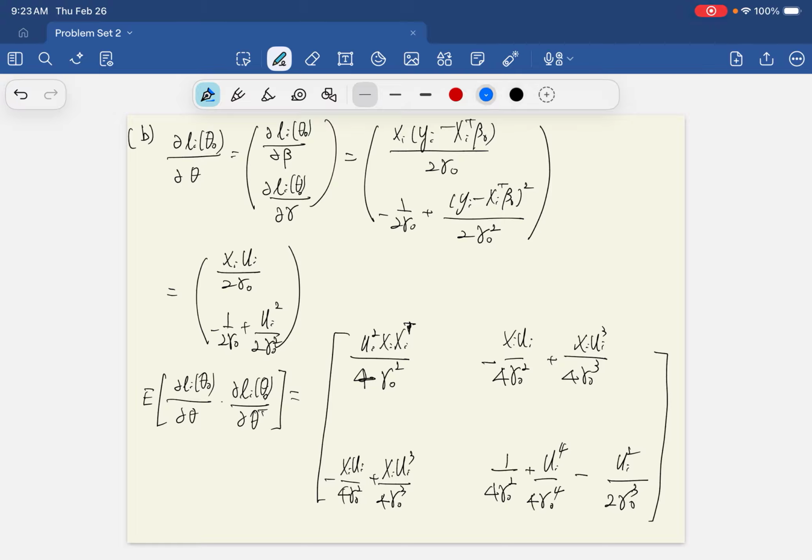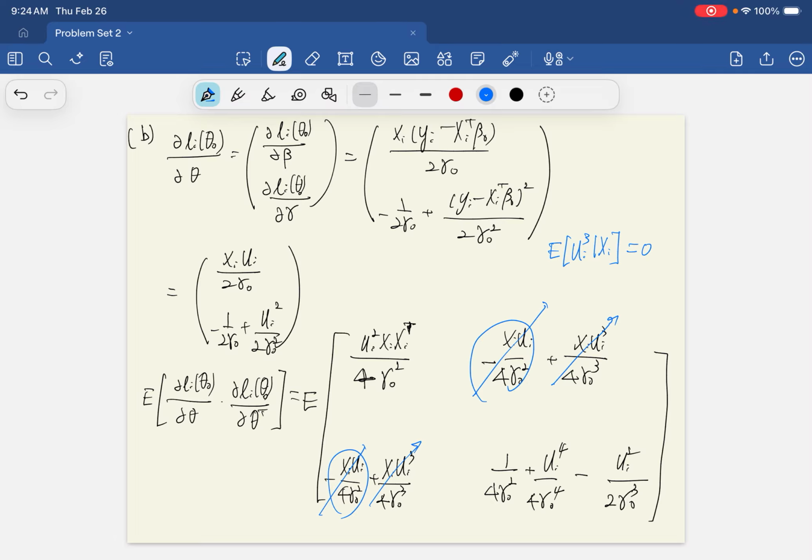Still okay, manageable, right? So first I'm going to take the expectation of this matrix, and it is clear that this will go to 0, right? This will go to 0. And also we have to realize that the normal distribution is symmetric, so the third moment is 0. This is 0. This is 0. So the off-diagonal terms are automatically 0.